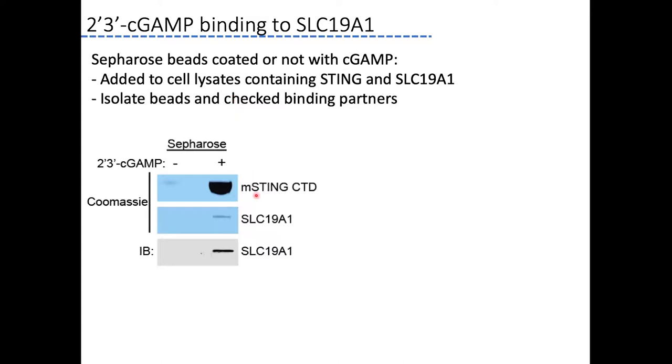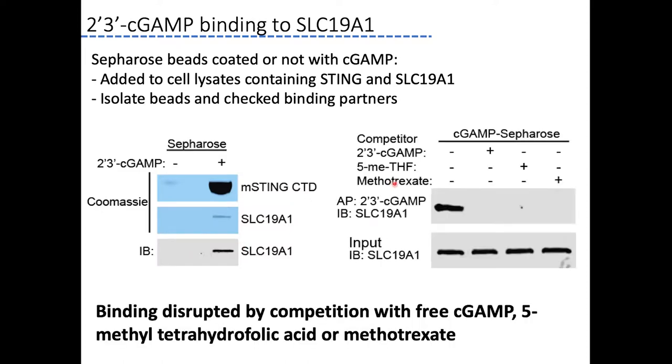And we can nicely see that indeed the Sepharose beads labeled with cGAMP can bind STING, but they can also bind SLC19A1. And this binding between cGAMP and the transporter can be disrupted using competitive inhibitors, including unlabeled cGAMP, but also 5-methyl-THF and methotrexate.